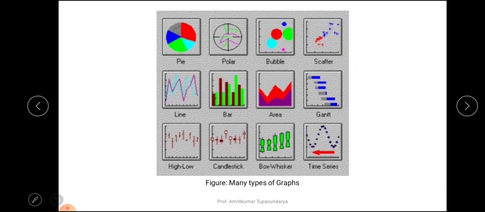We have pie, polar, bubble, scatter, then line, then bar graph, area, Gantt chart, then high-low graph, which is mostly used in the stock markets to represent the data, the ups and downs of the market, different types of candlesticks, then box, whisker, and also the time series. These are a few of the types of graphs, right?